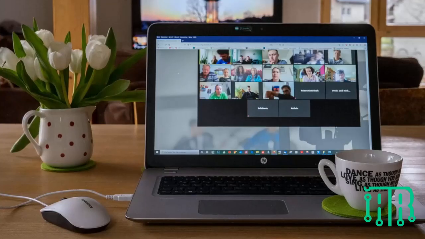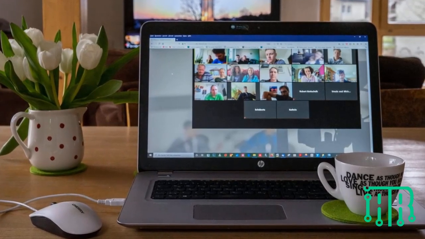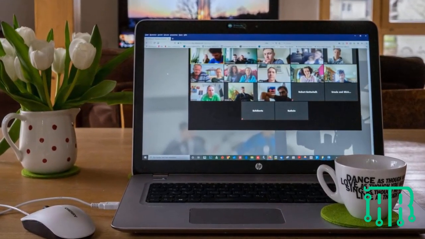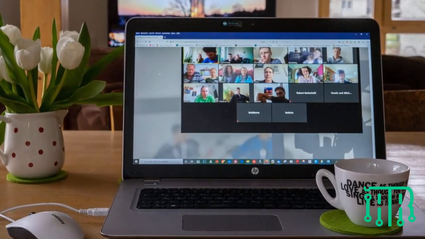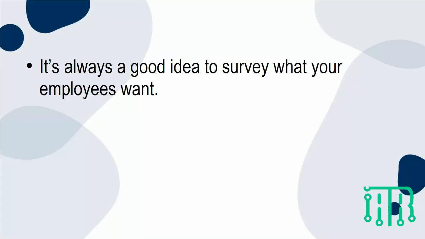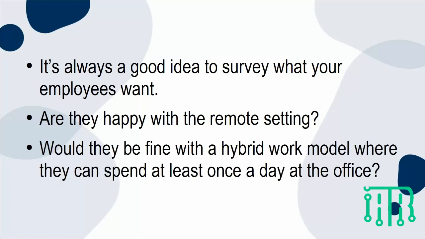You still have authority over the company and handle the day-to-day operations, yet you want to hear what your employees have to say about the major changes in company policy or the way the business operates and so on. So it's always a good idea to survey what your employees want. Are they happy with the remote setting? Would they be fine with a hybrid work model where they can spend at least one day a week at the office?